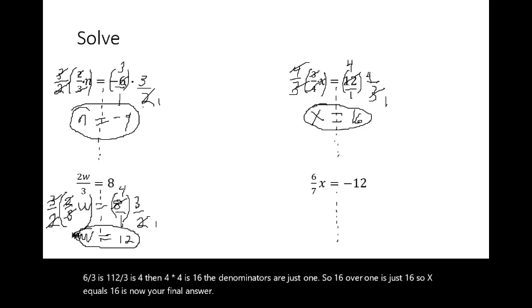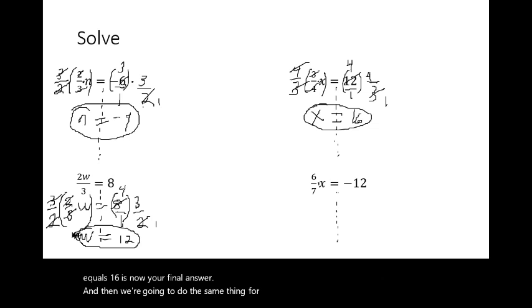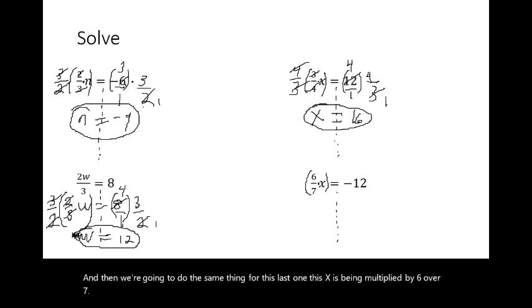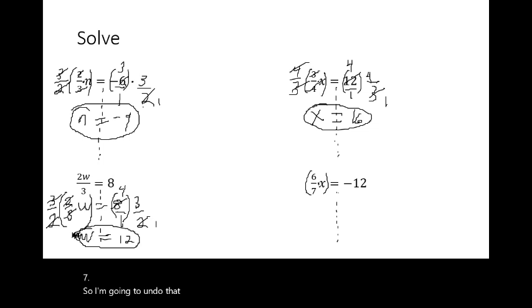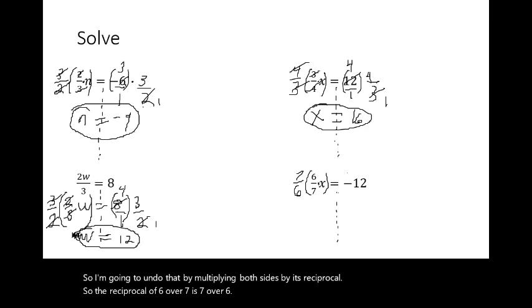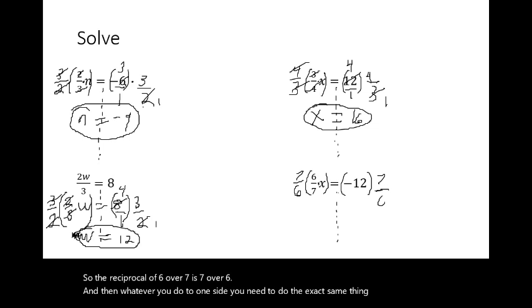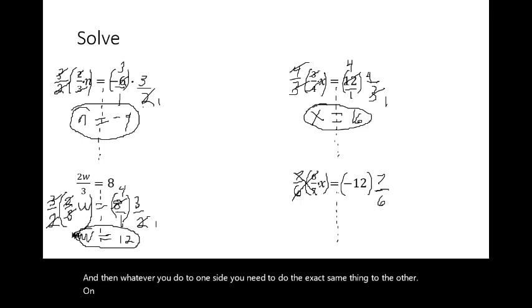And then we're going to do the same thing for this last one. This x is being multiplied by 6 over 7. So I'm going to undo that by multiplying both sides by its reciprocal. So the reciprocal of 6 over 7 is 7 over 6. And then whatever you do to one side, you need to do the exact same thing to the other. On the left, reciprocals always multiply to 1. 1 times x is just x.